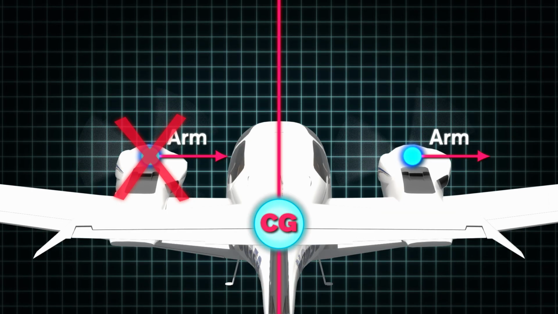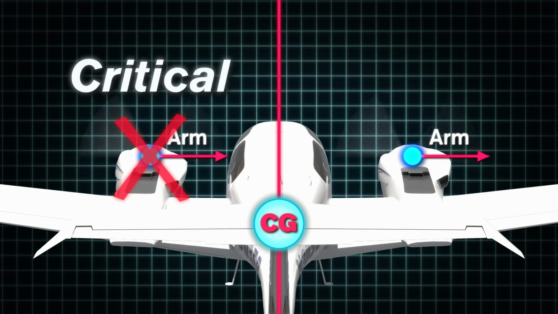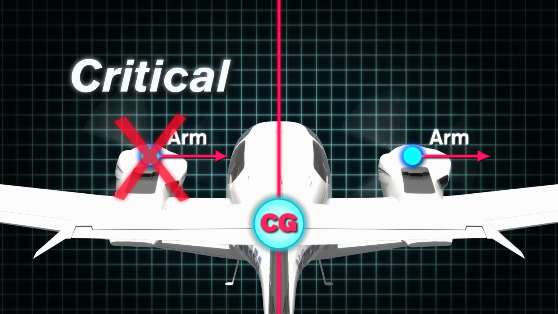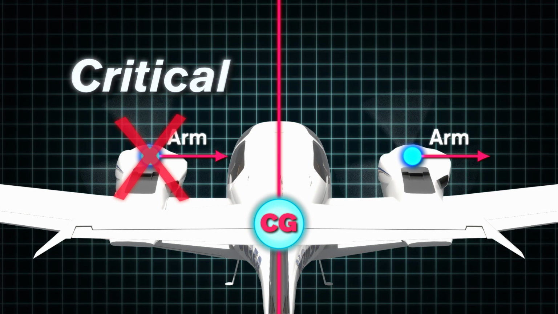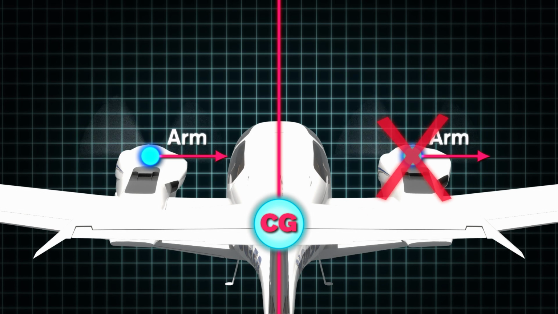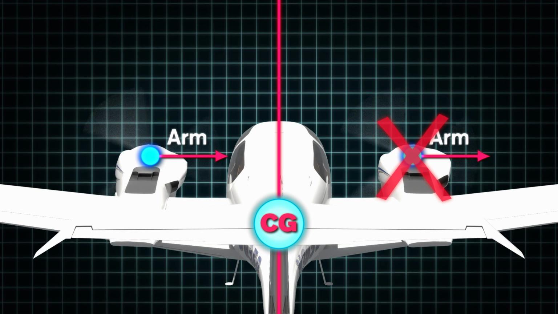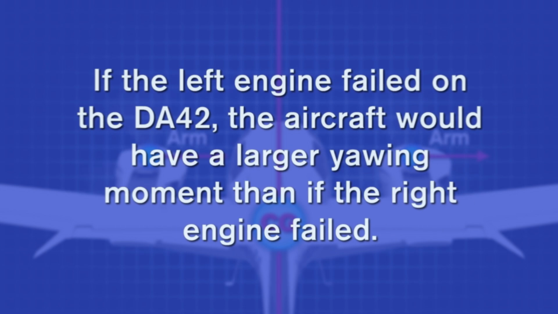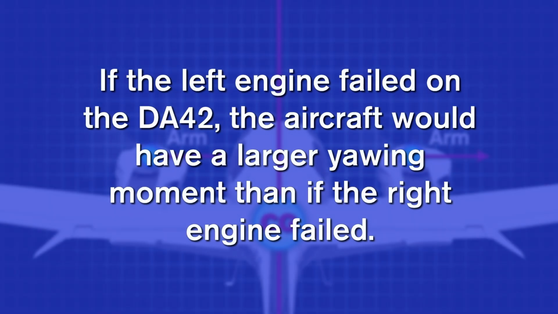Remember, the longer the arm, the greater the yawing moment that engine will produce. This leads us to understand that in our Diamond 42, the left engine is critical. This is because when that engine fails, the arm of the descending blade on the right engine is larger and so will produce more of a yawing moment. In contrast, if the right engine were to fail, the arm of the descending blade to the center of gravity is much shorter. This will result in a lesser yawing moment. In other words, if the left engine failed on the Diamond 42, the aircraft would have a larger yawing moment than if the right engine failed.